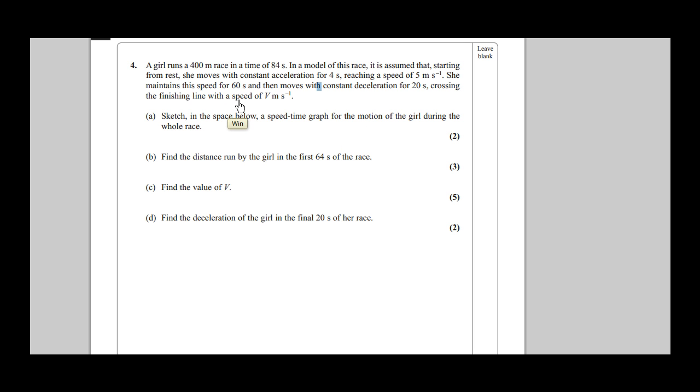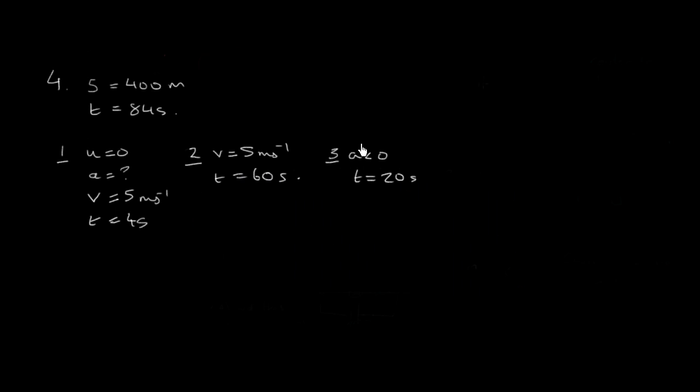crossing the finishing line with a speed of v meters per second. So let me write it. The final velocity for this section is big V meters per second, which we need to find, and this velocity here is going to be the initial velocity u for this section. It is going to be the velocity here, 5 meters per second, so we also know that.